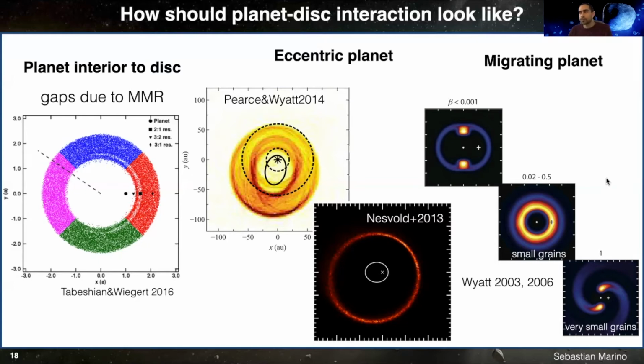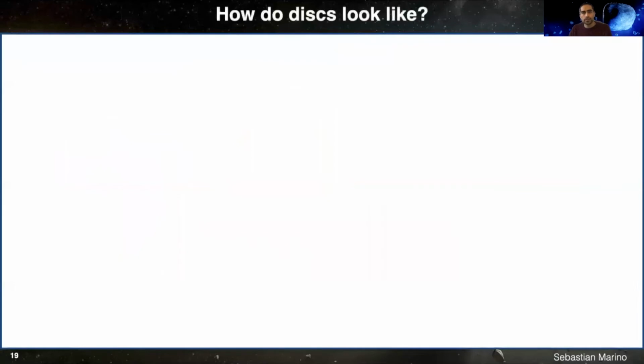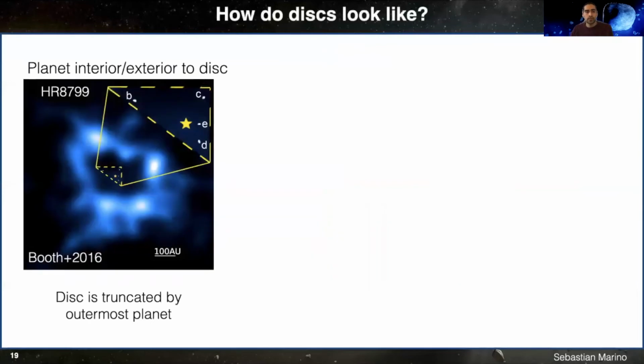So have we observed anything like this in disks? The answer is we're very close to it, or we have already done so. One specific case is the famous system HR 8799 with 4 giant planets that have been directly imaged. And with ALMA, we have observed the debris disk that is just out there. This debris disk is very faint and was only marginally detected and imaged by ALMA. This is what you see in this image that looks blobby because it's very noisy.